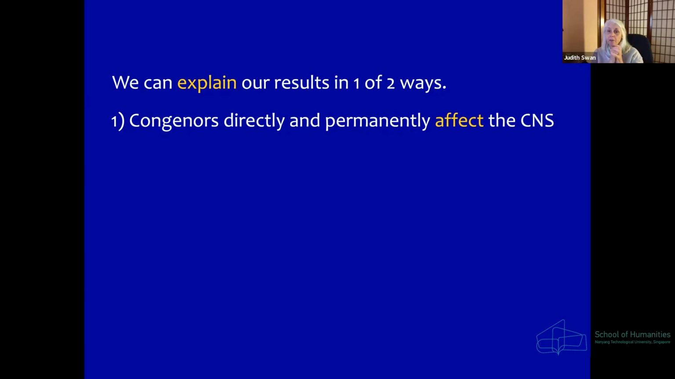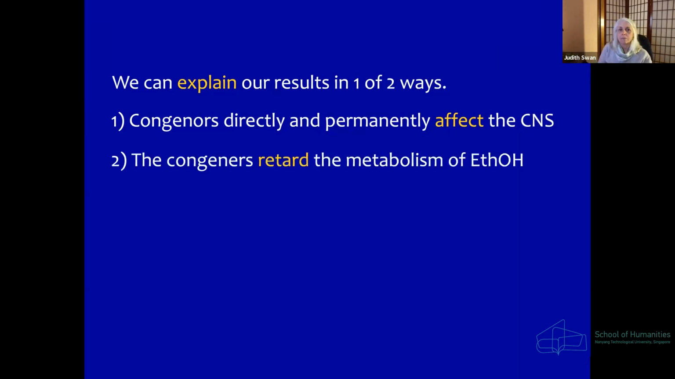You see how hard we have to work to figure that out? This shouldn't be difficult. It's the congeners again. There may be a retardation of the metabolism of ethanol by the, and we expect it to be something else. No, by the congeners. Oh no, they're back. The congeners retard the metabolism of ethanol. It's not even hard. Congeners retard the metabolism of ethanol.